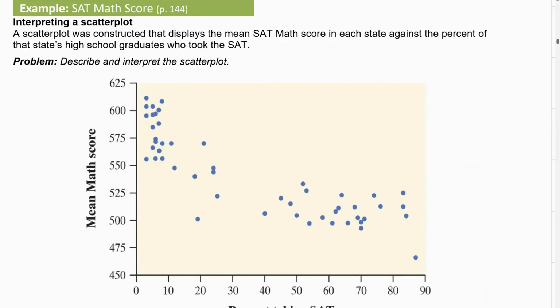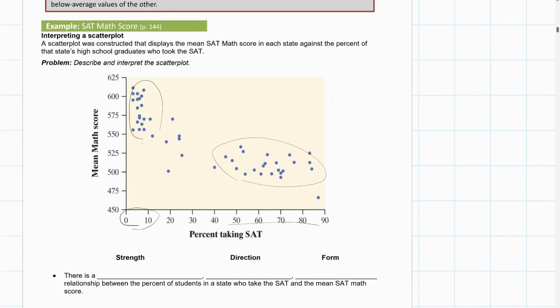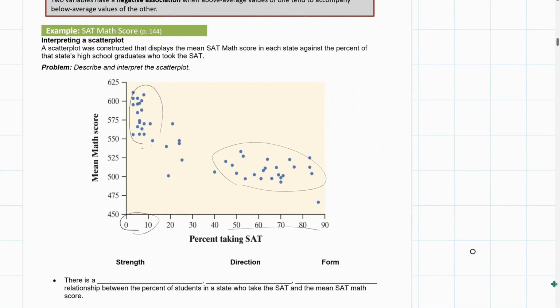Not every state forces their students to take the SAT like Michigan. And so some states, very few, 10% or less of the state takes the SAT. And they seem to be associated, these low percentages, with pretty high mean math scores. And with a higher percentage, there seem to be lower scores. Well, I would describe that direction as being a negative direction because above average of one variable is associated with below average of the other.